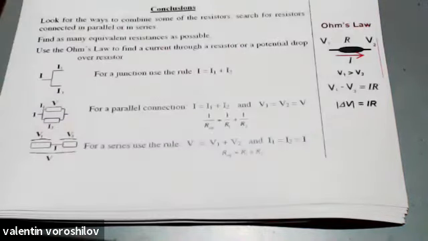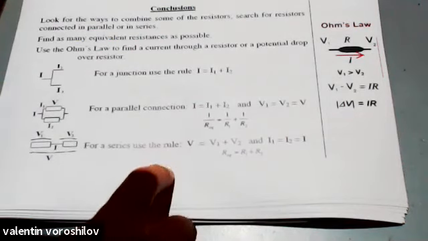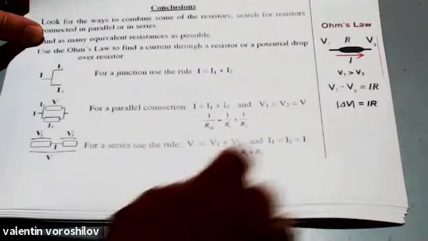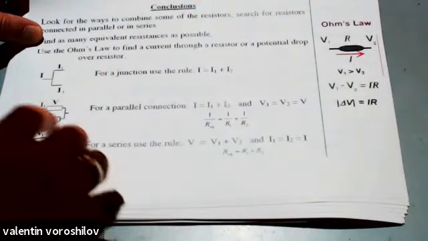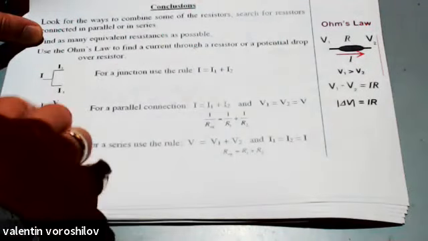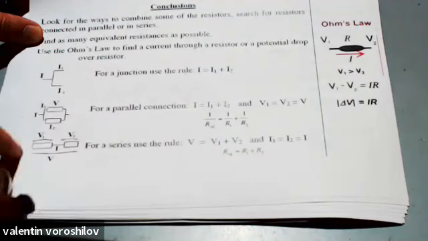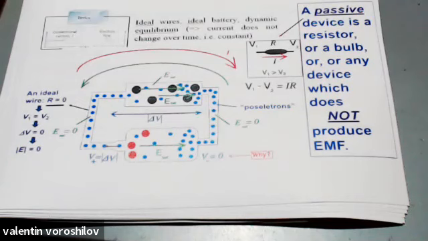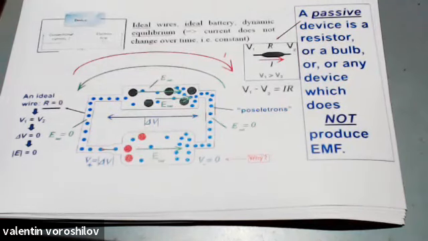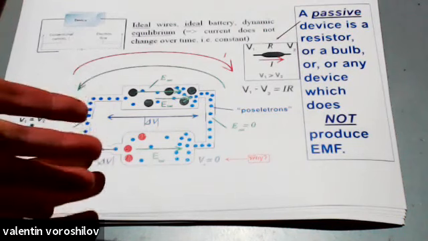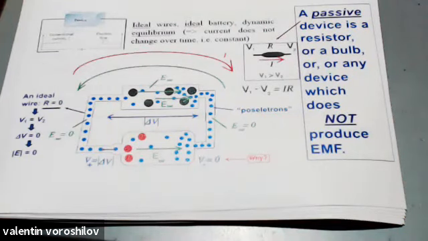All right, this is the summary, things to remember. Ohm's law, electric current, and junction rule, and connection in parallel and series. And the last slide for today, again, just a summary. What should we imagine? What's happening inside? Yeah, an active element, a battery.